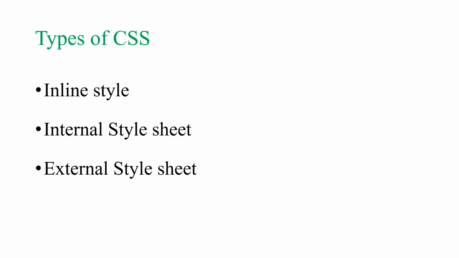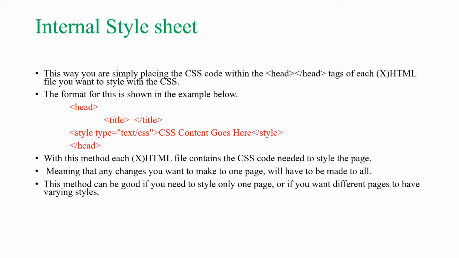What are the different types of cascading style sheet? Inline style sheet, internal style sheet, and external style sheet. Now we are going to discuss what is an internal style sheet. So the internal style sheet code has to be placed inside the HTML file itself. You can include the style tag within the header section or in the body section by using the tag style type equal to text/css. After that you can place whatever the content of your CSS. Then close the style tag.